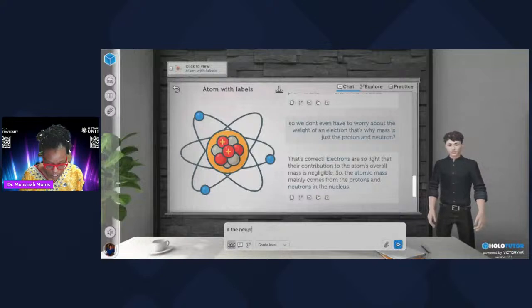If the neutron number isn't on the periodic table, how do we know what it is?